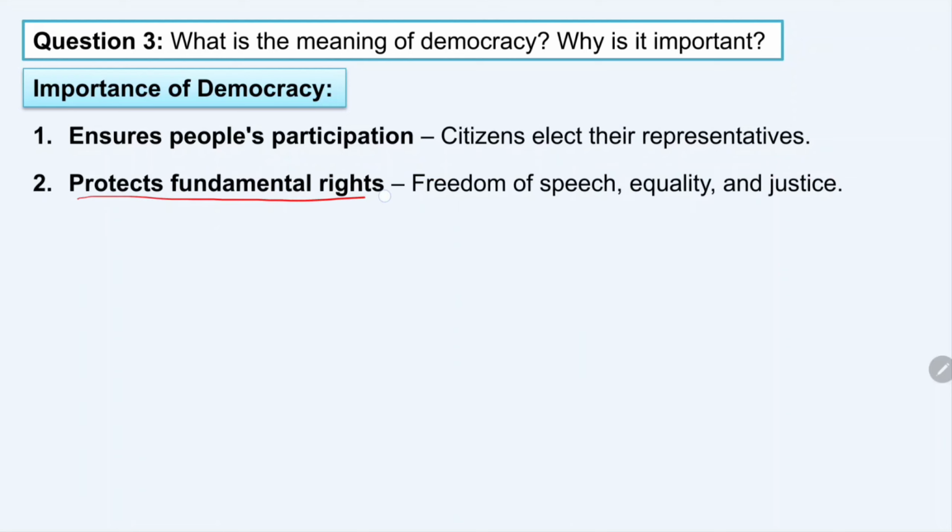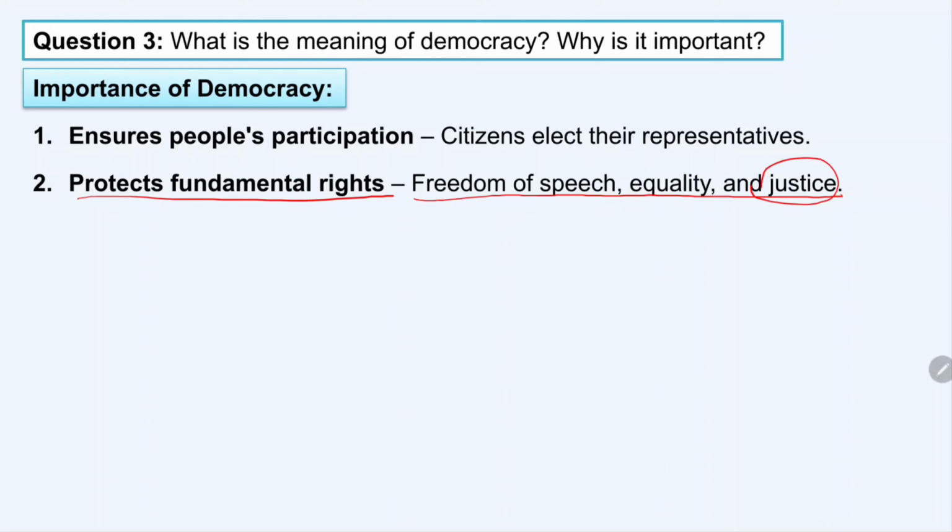Next, we have protects fundamental rights. Democracy protects our fundamental rights like freedom of speech, equality, and justice. If any of your rights have been violated, you have the right to go to the court and file a complaint regarding it, isn't it, so that you will be ensured justice.